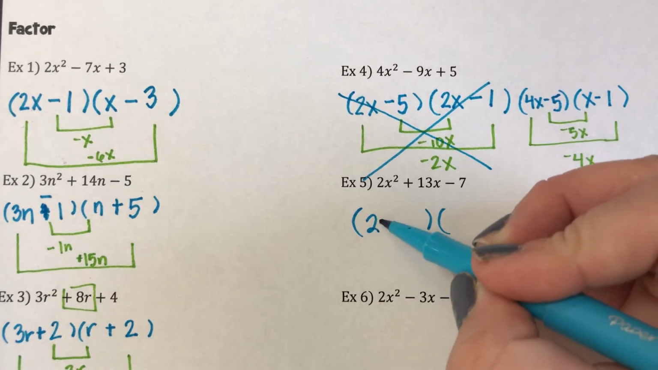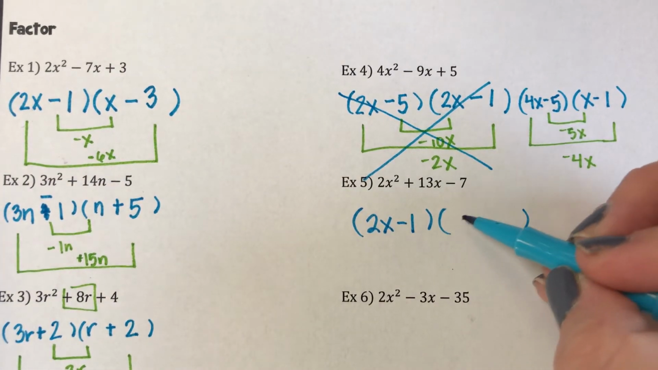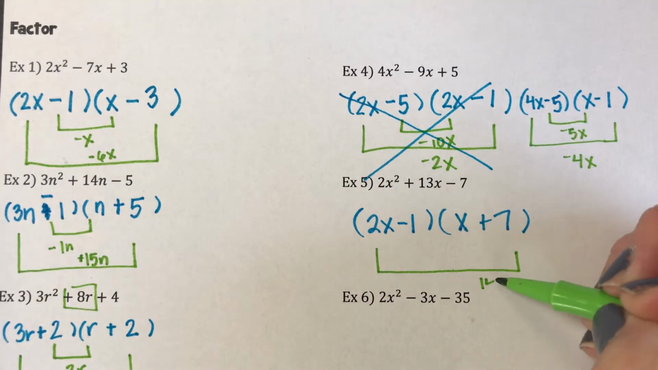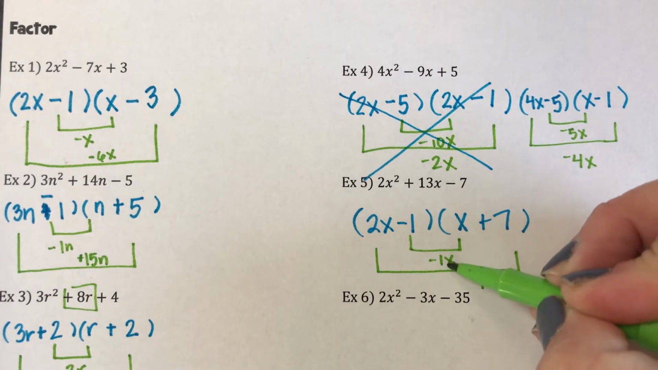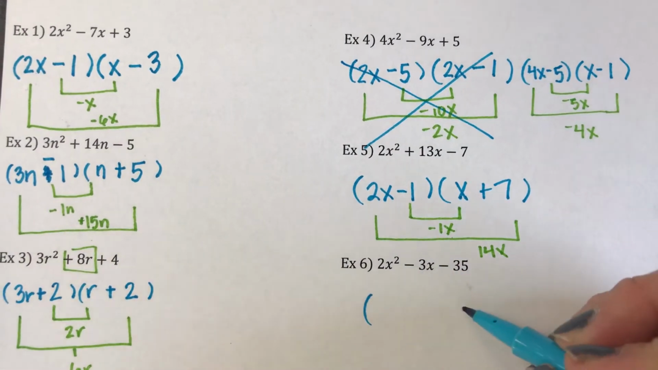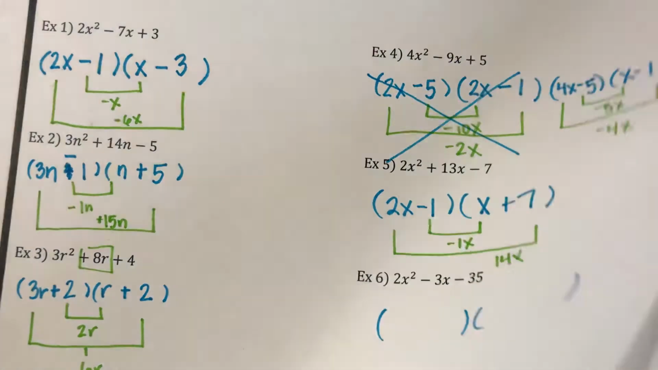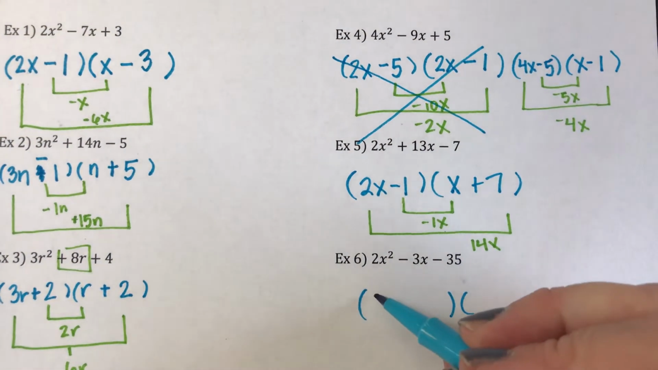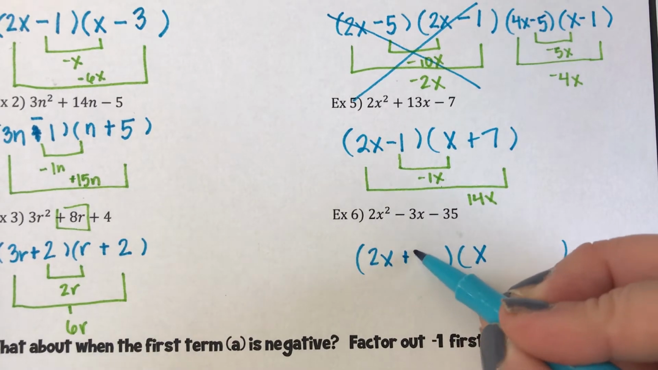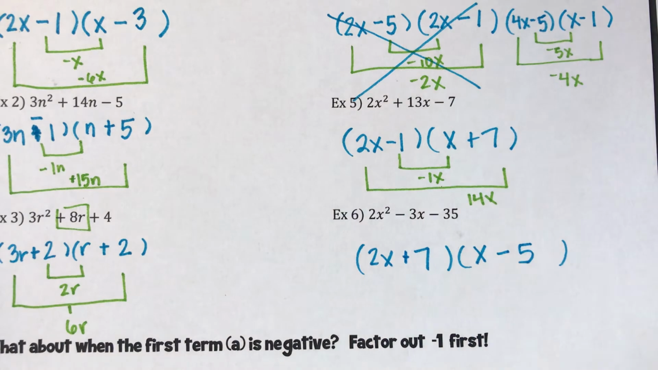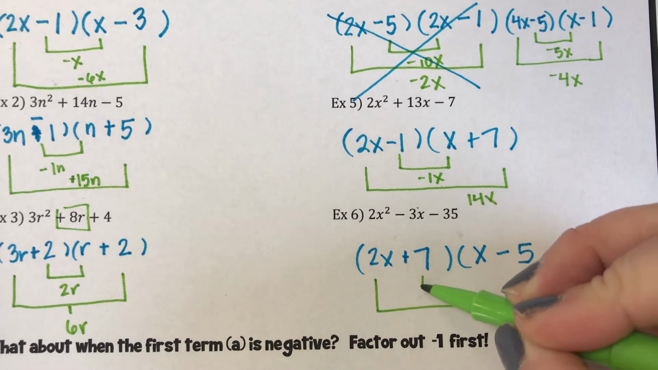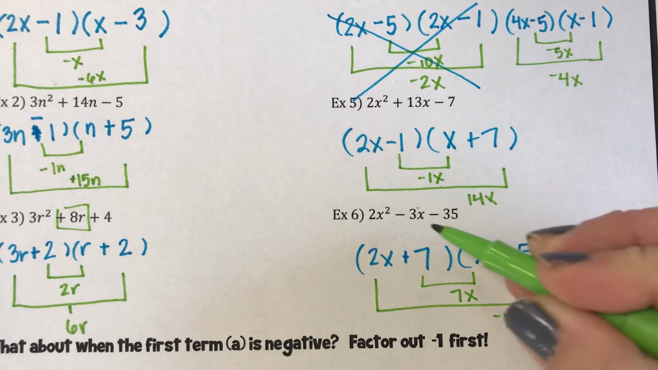Okay, for number 5, you should have 2x minus 1 times x plus 7. If we check our outside products, that's 14x minus 1x. 14 minus 1 is 13. And then the last one: if I fill these in, I'm going to do 2x and x. And then to make 35, I'm doing 7 and negative 5. So 2 times negative 5 is negative 10x, and then 7 times 1 is 7x. Negative 10 and 7 is negative 3.